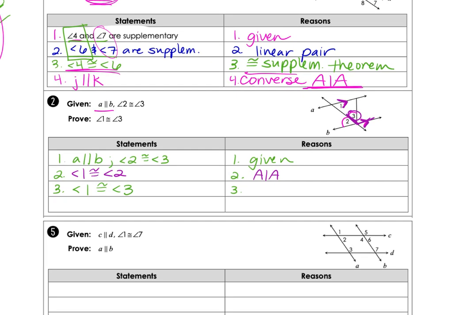Okay, so how did I get to then 1 is congruent to 3? Substitution would work, or transitive. If 2 is congruent to 3 and 1 is congruent to 2, take the 2 out that are the same and 1 is congruent to 3. So I would say transitive. If you say substitution, I'm fine with it.